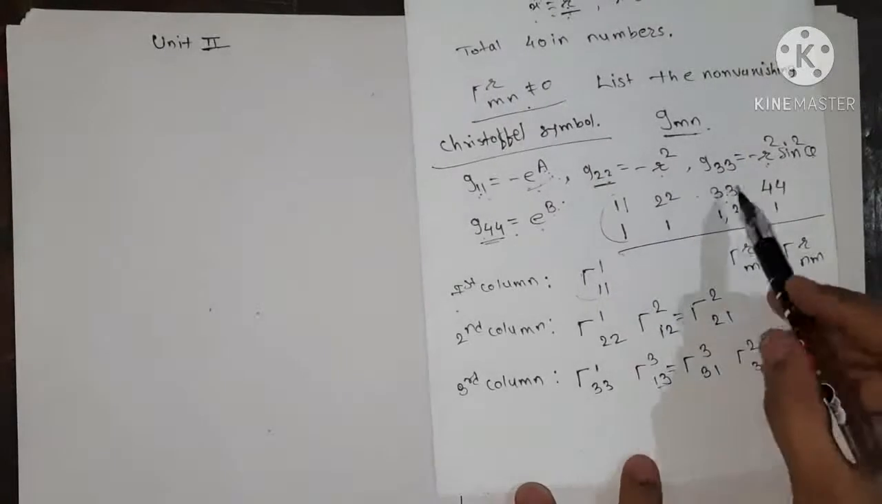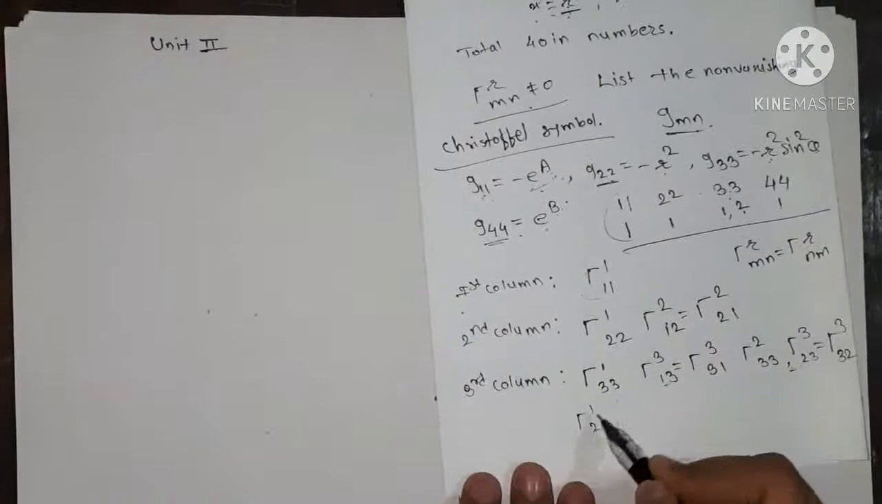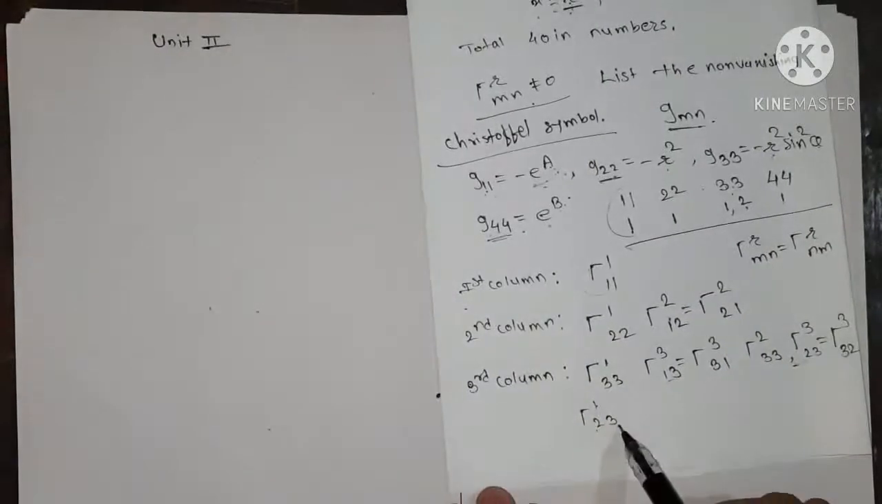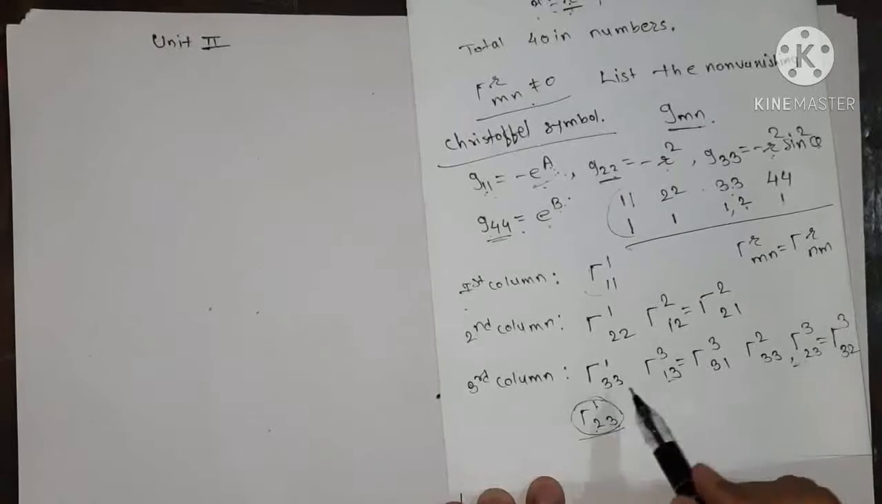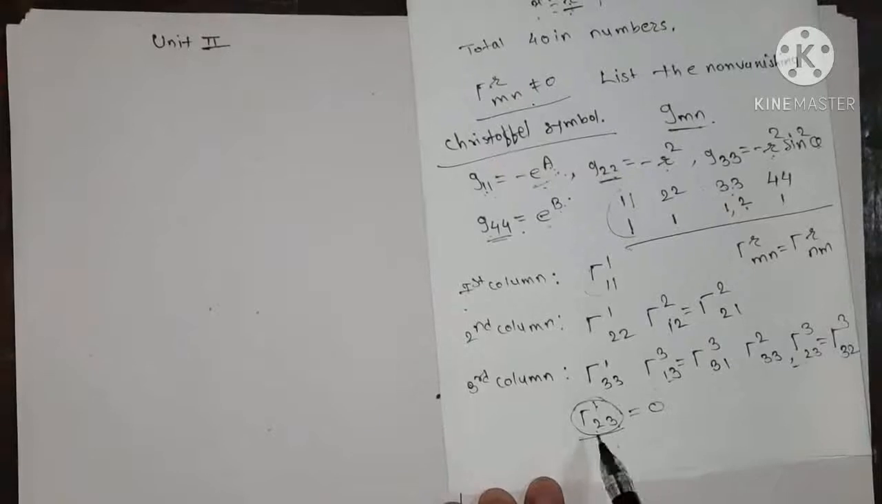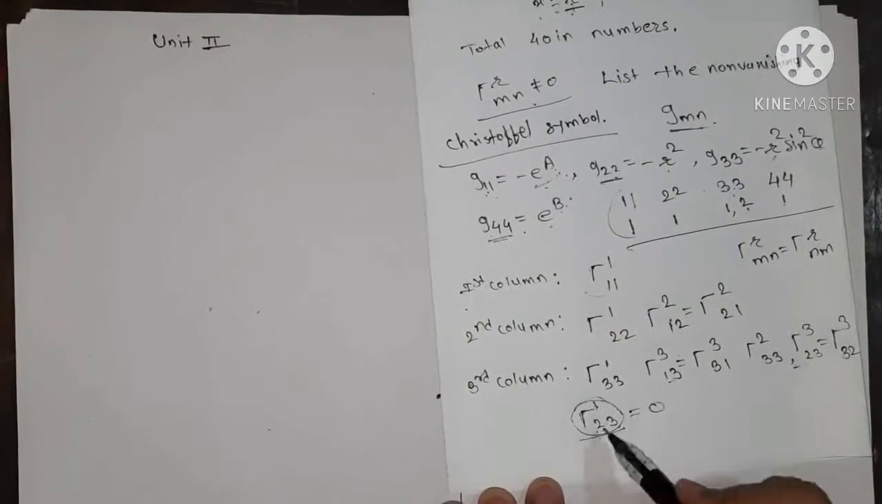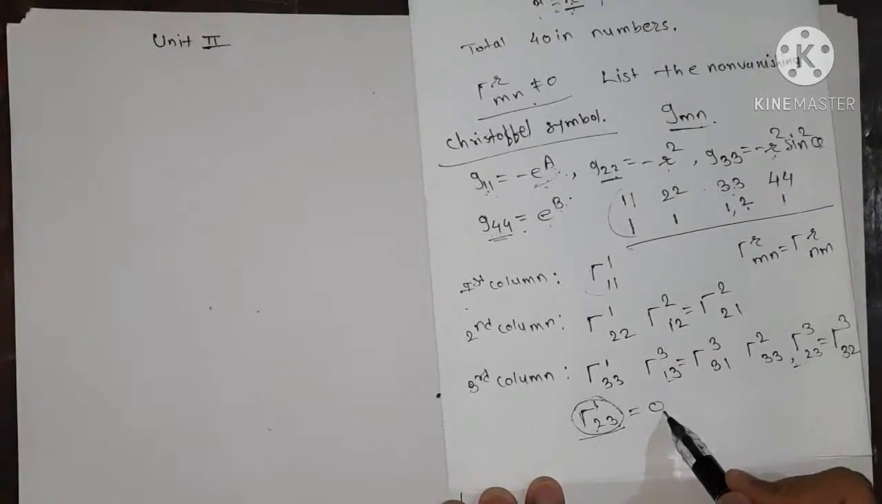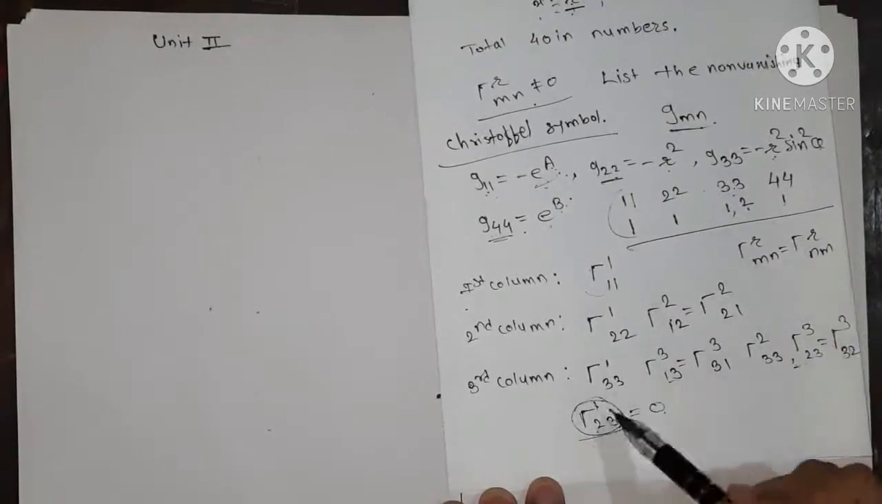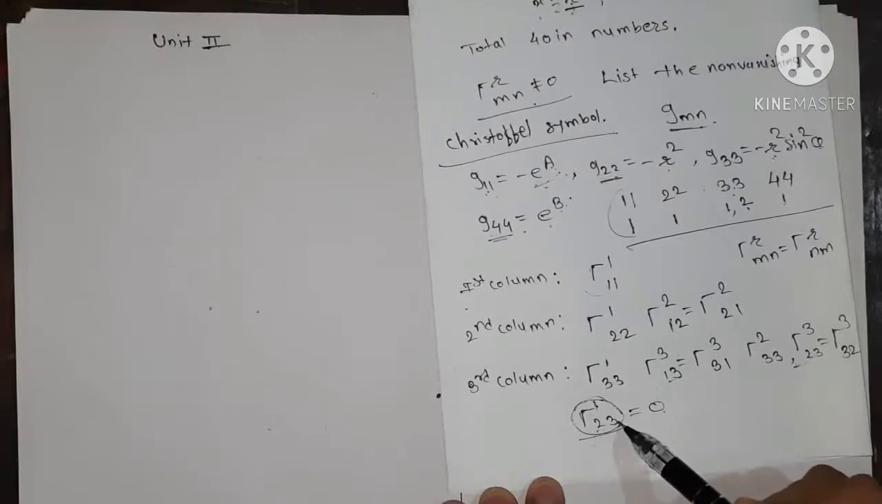And now if you say the Christoffel symbol Γ(1,2,3) can be formed. Now here 1, 2, 3 are all different. By solving the definition of the Christoffel symbol, we get Γ(1,2,3) is equal to 0, and thus we cannot form a Christoffel symbol which has all different numbers.